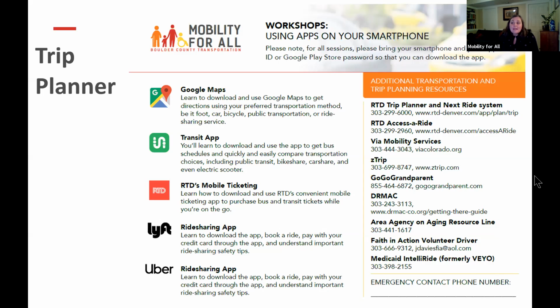So if you're planning a transit trip, you can always talk to RTD Trip Planner. If you are an Access-a-Ride customer, you can contact Access-a-Ride to get an ADA complimentary paratransit trip. Via Mobility Services is a local community transit provider in Boulder County. Actually, they've expanded to the Denver region as well. Z-Trip is the local taxi that you could call as a backup option. GoGo Grandparent is a company that actually requests Uber and Lyft trips on behalf of people who don't have smartphones.